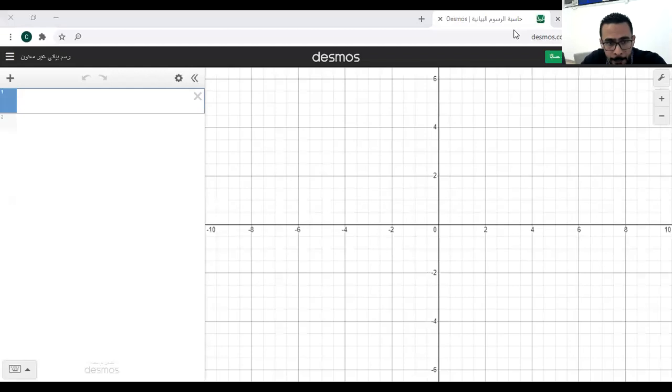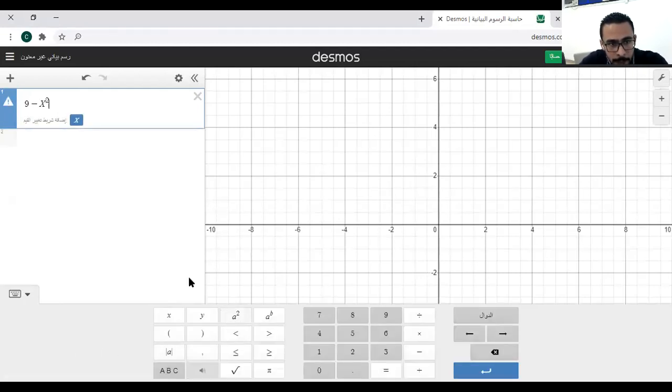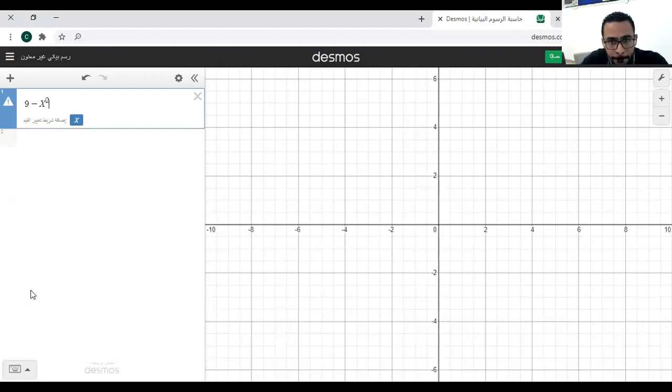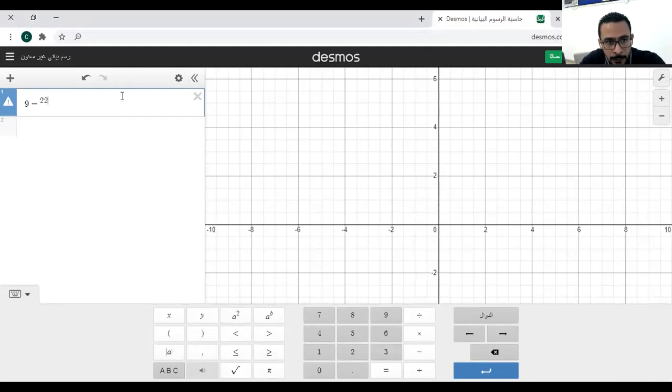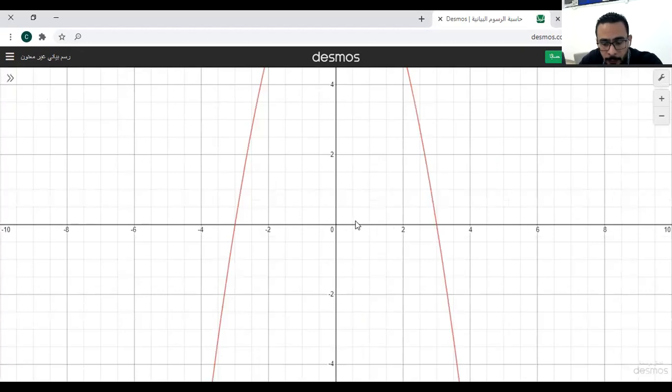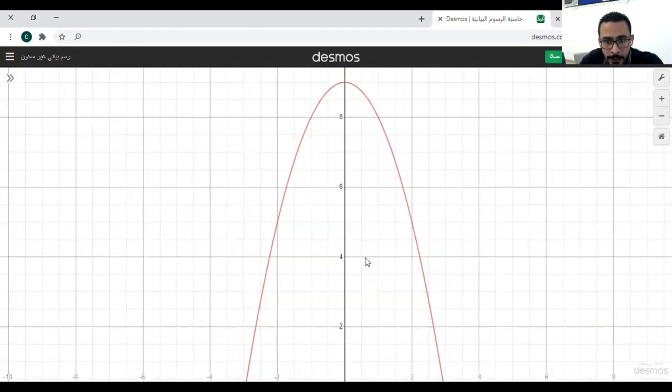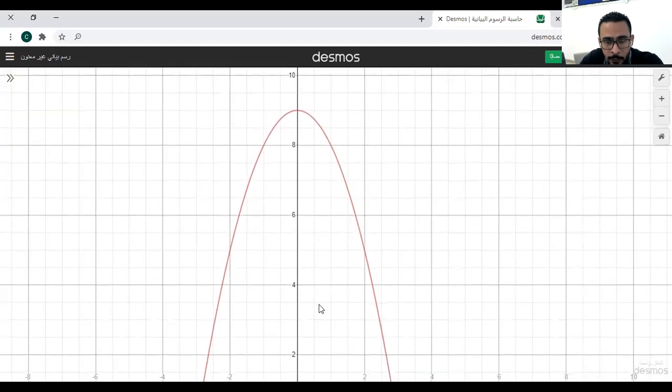Okay, as you see here, guys, the function is 9 minus x to the power of 2, x squared. Here is x, x to the power of 2. Here is the function. So as you see, guys, here is the parabola, and we raised it up 9 units.